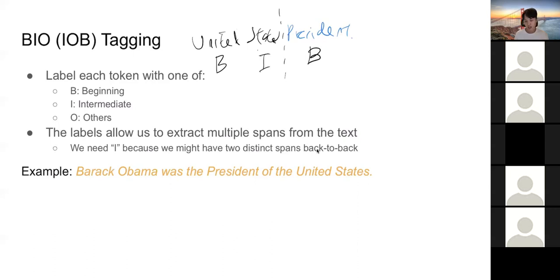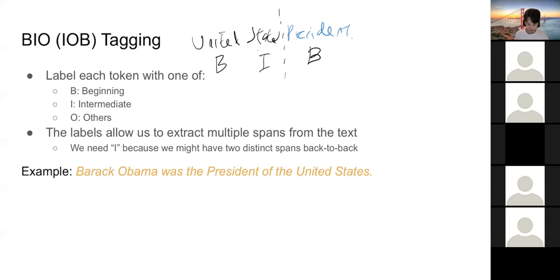Every time we see a B, we cut whatever we had up to then, and start a new entity. So having I allows us to extract entities that are actually together, basically back to back, next to each other. That's what I mean here, that allows us to extract multiple spans. And so in that case, what will be the entity?